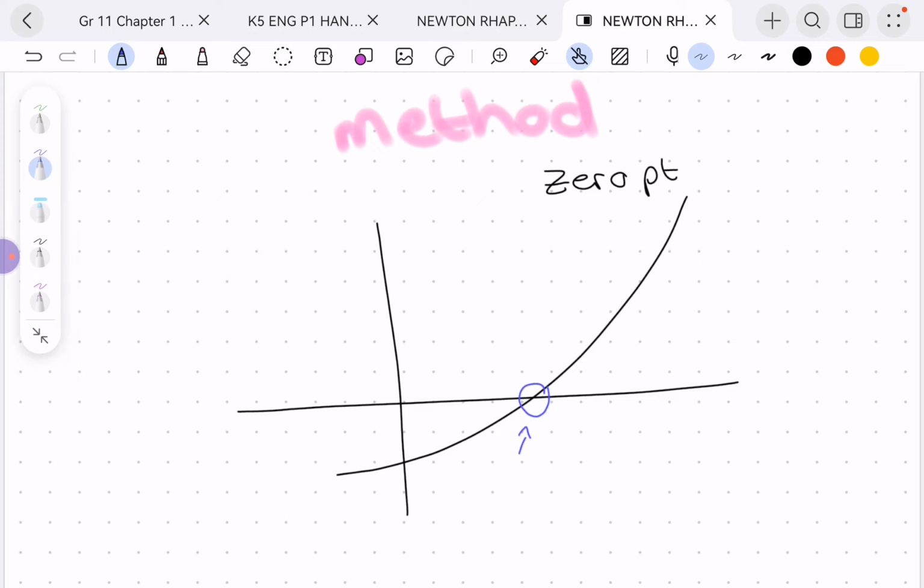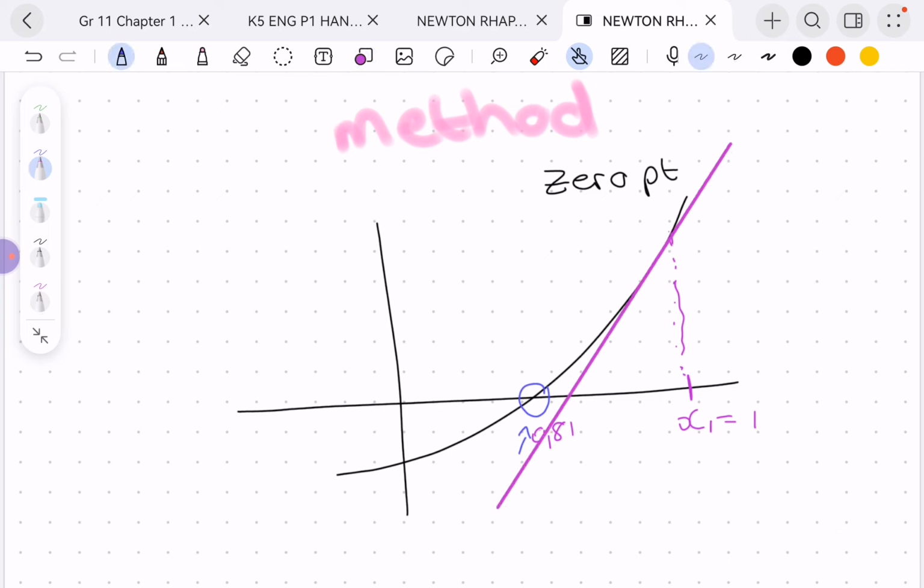Dan sê Newton se metode. If I chose this as a first estimation, I'm guessing this value. Let's say the x-intercept is at 0,81 and I'm choosing 1 as a starting point. As ek 1 kies, so ek kies 1 as my eerste benadering, dan sê Newton, hier waar die funksie gelyk is aan 1, gaan ek 'n raaklyn kry, want ek het 'n tangent.